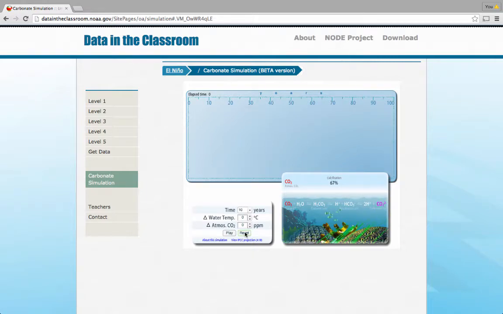Here's a carbonate simulation that we can use to explore the effects of temperature and changing atmospheric carbon dioxide concentration on our oceans. There are various inputs that we have available in the simulation. One is time. We can run the simulation for 10, 50, or 100 years.